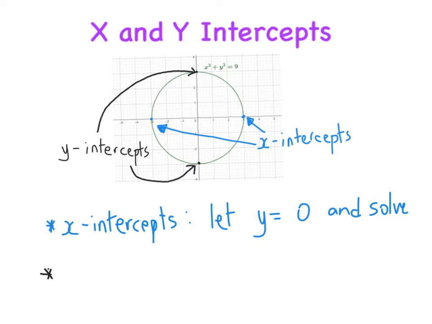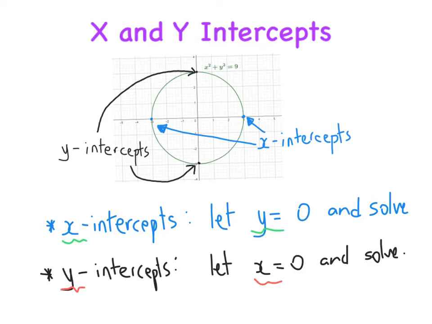Likewise, the y-intercepts, we can see that they happen along the line x equal to 0. So we let x equal to 0 and we solve, and again we should get two values for y. Okay, so make sure that we sketch this into our notes and then let's do a question.